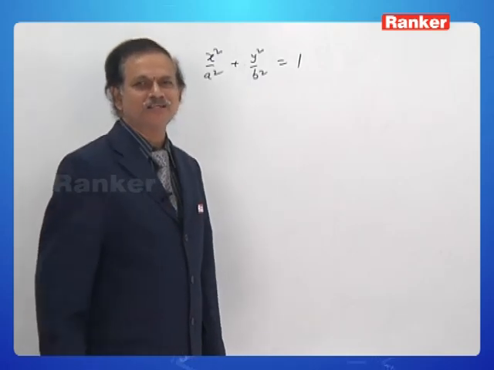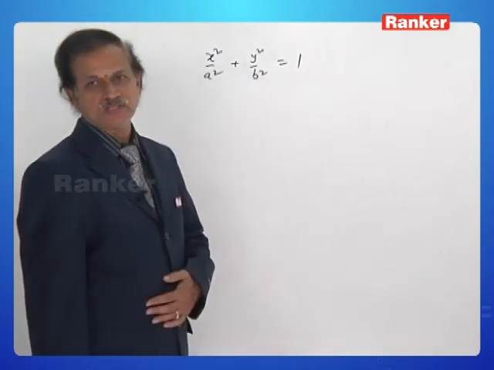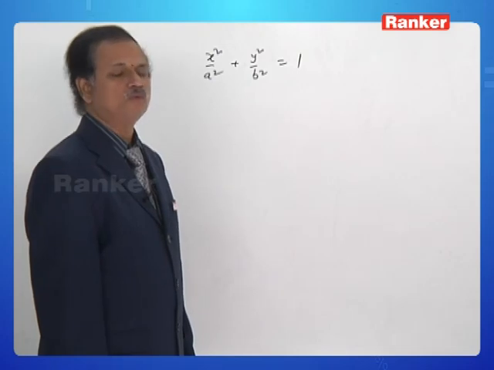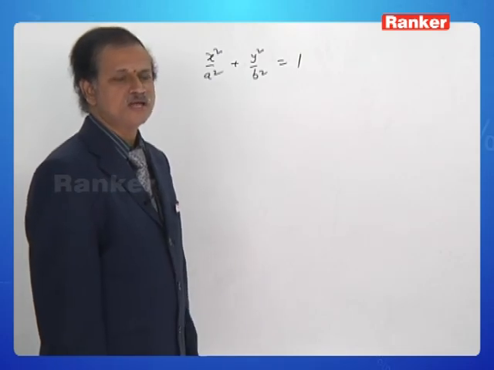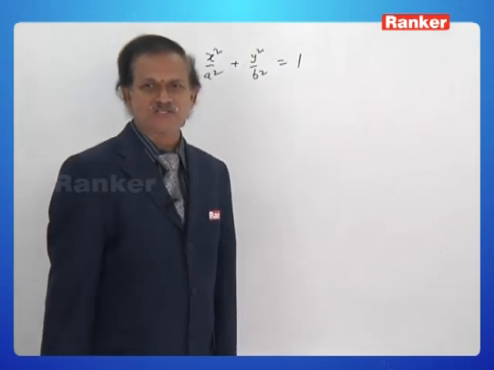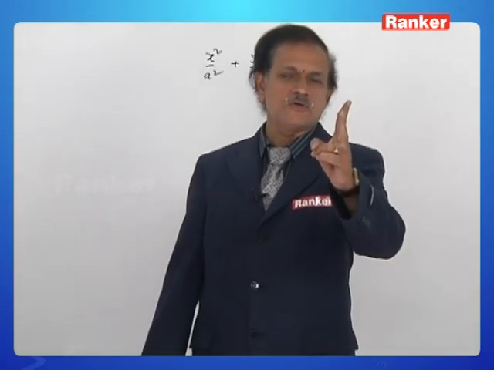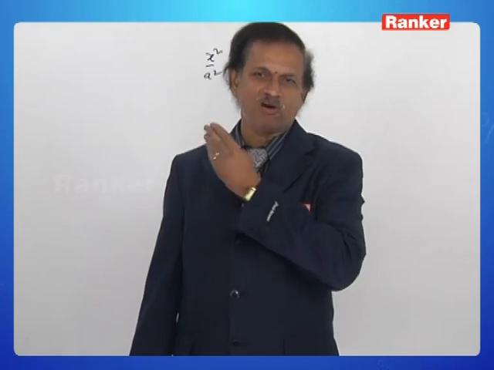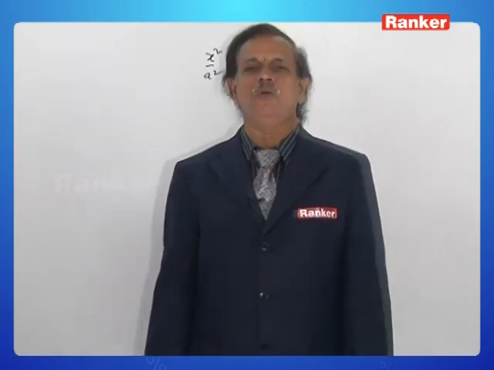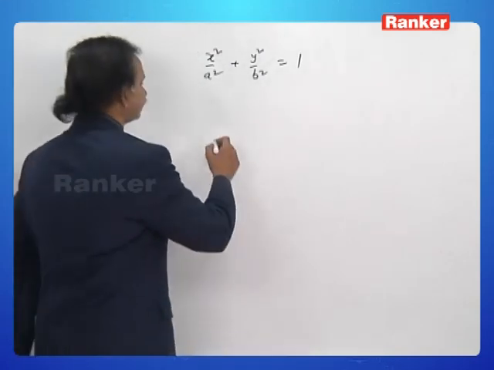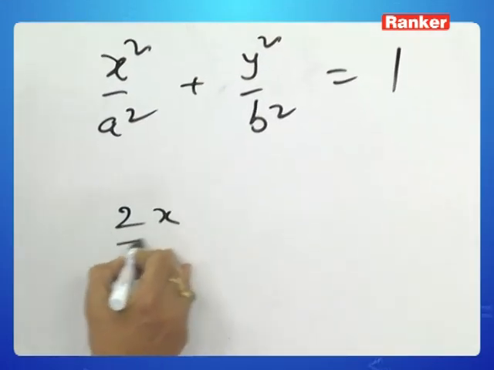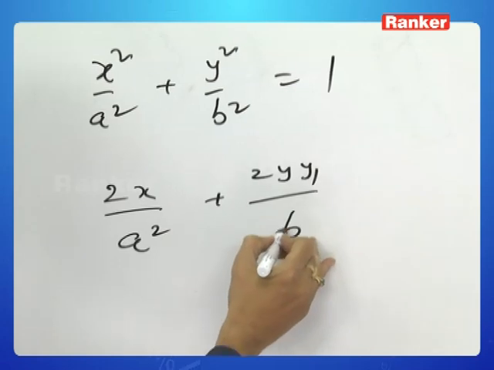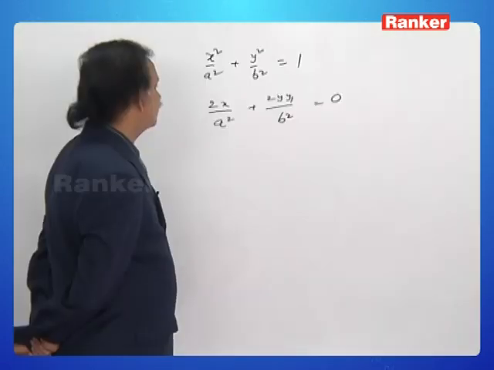We know that such an equation is just x square by a square plus y square by b square is equal to 1. What are the parameters here? a and b. So what are the things to be eliminated? a and b. What is the number of constants to be eliminated? 2. So you are permitted to differentiate the steps or equations at most 2 times only. Let us start. 2x by a square plus 2y y1 by b square is equal to 0.